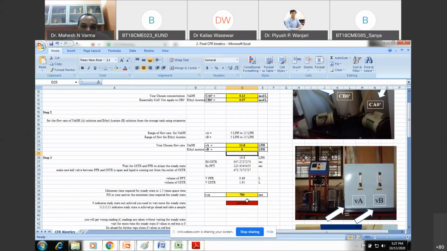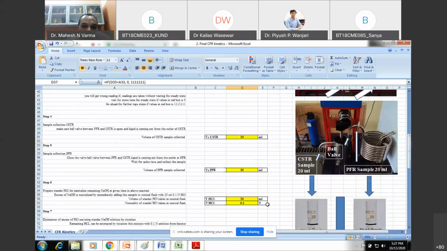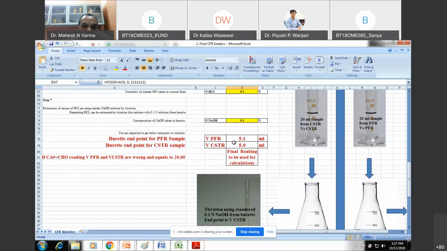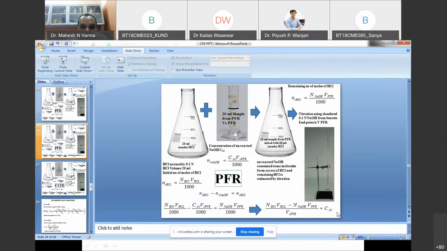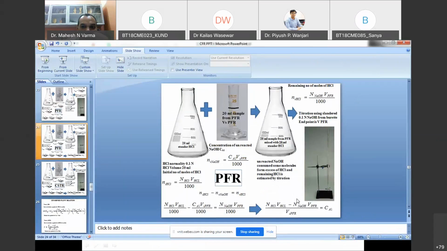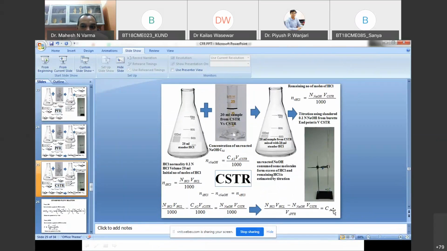So you can see steady state is achieved. You can go ahead, and this will be your endpoint actually. You can see this will be your endpoint: 5.1 for the PFR sample, 5.9 for the CSTR sample. Using this formula you can get CA1. You get CA2.